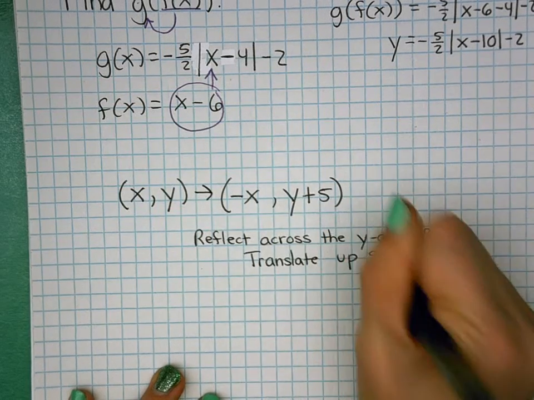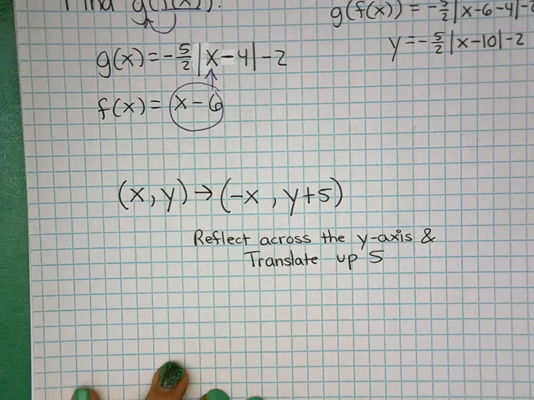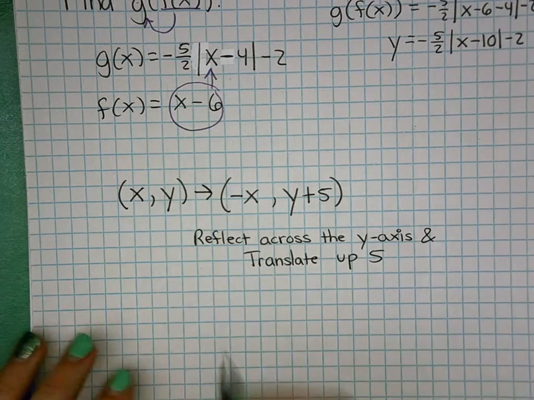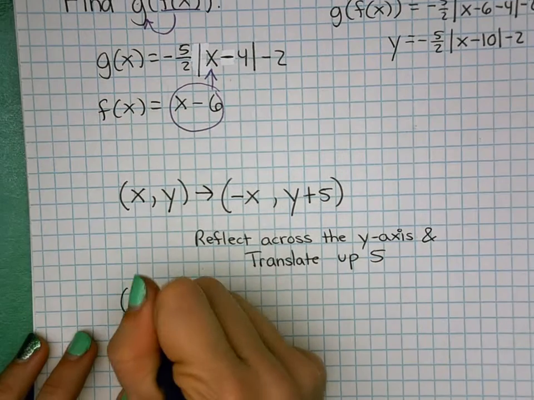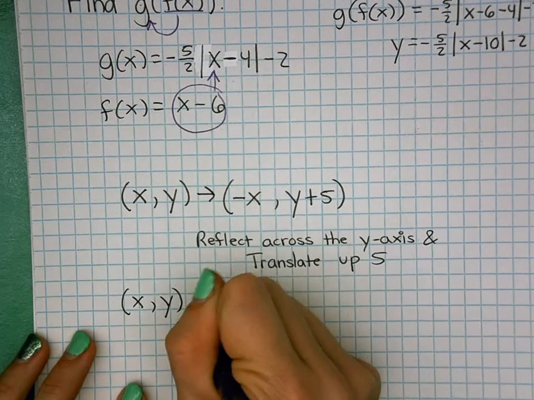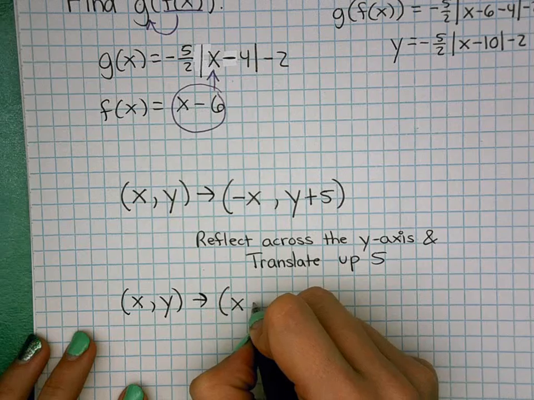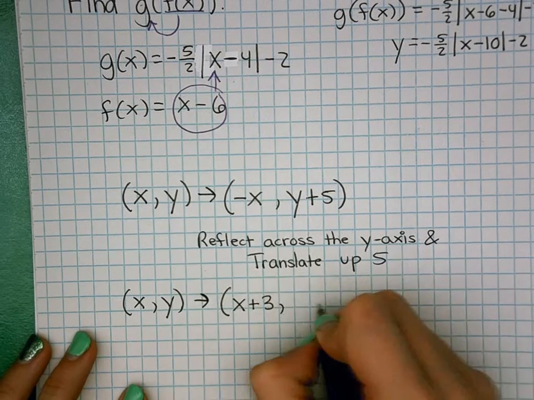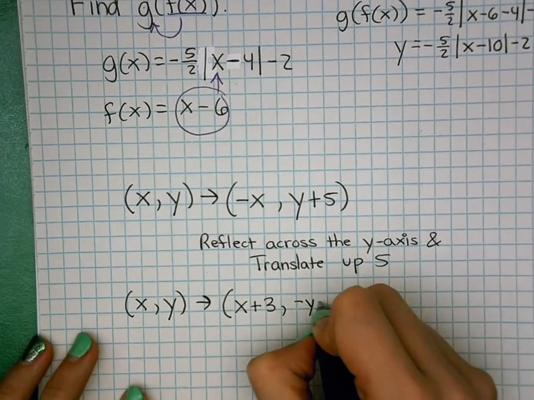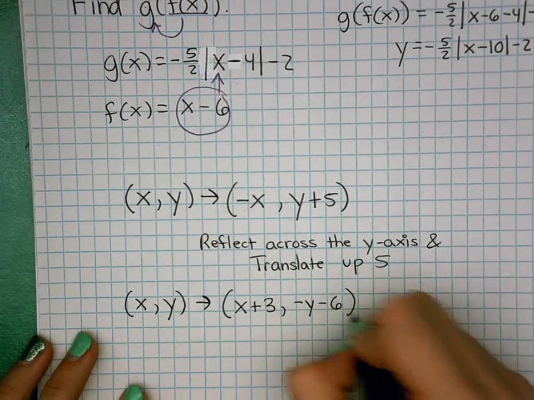Okay, let's do another one of those. xy becomes, and let's do x plus 3, negative y minus 6. Go ahead and pause the video, give this one a shot. What's this telling us to do?